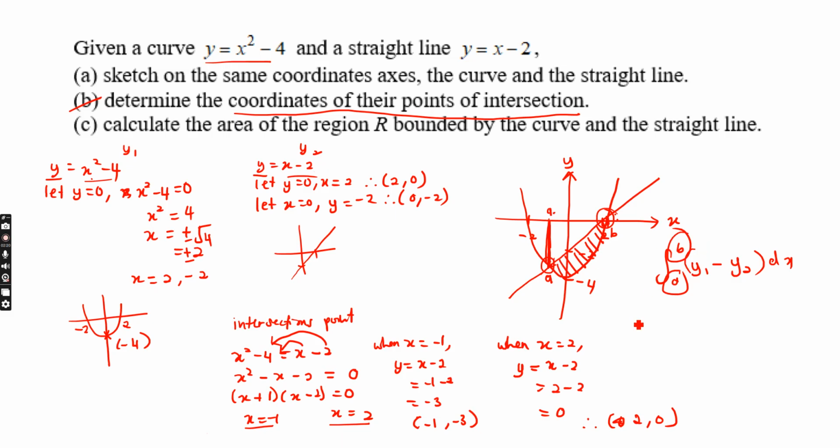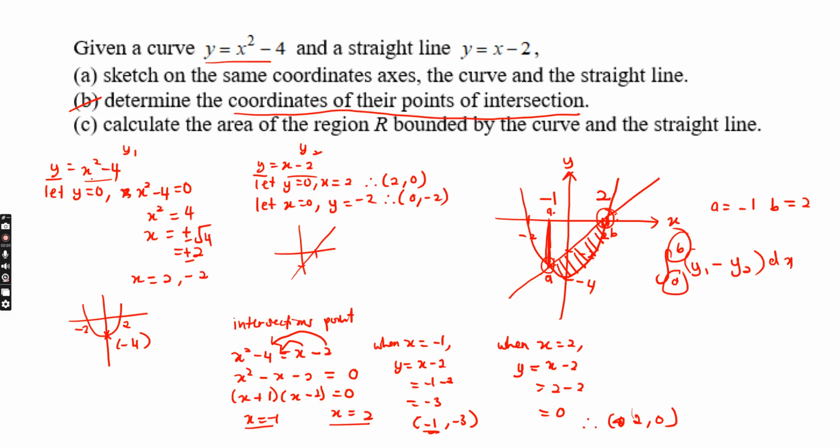So which one? Is it y or x? It is the value of x, because the limits are x values, right? So negative 1 until 2. Okay, so your A will be negative 1, and B will be your value of 2. Now we want to know which quadratic, which one minus which one.